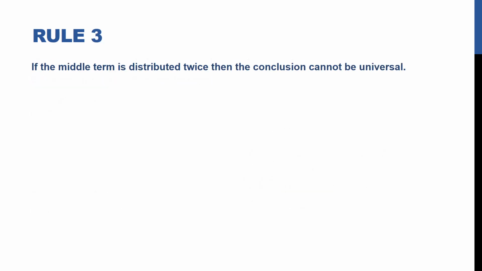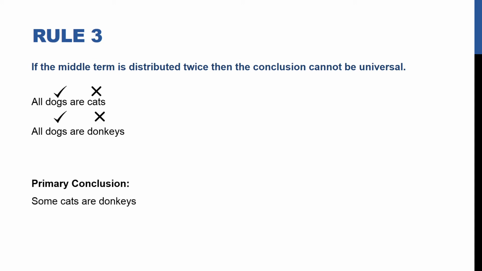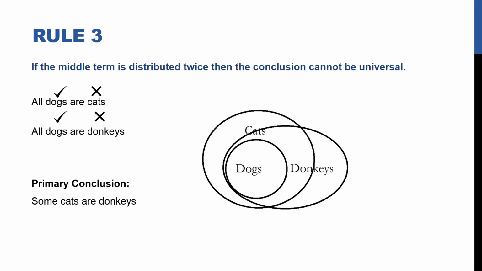Rule 3 is that if the middle term is distributed twice, then the conclusion cannot be universal. An example is all dogs are cats and all dogs are donkeys. Here, the primary conclusion will be some cats are donkeys. Let's understand it with a Venn diagram. Now you might ask, why can't we draw the image in a different way so that there is more overlap? We are not doing so because in a Venn diagram, there is a rule called the rule of least possible overlap, which means that when you draw a Venn diagram, you will draw it with the minimum number of overlaps.